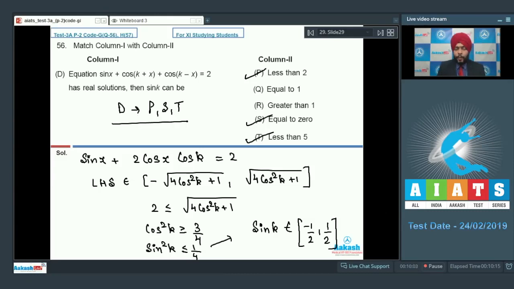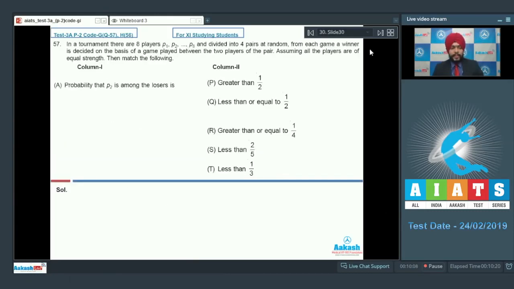Okay, let us move on to question number 57, which is based on probability. It says that in a tournament there are 8 players P1, P2, P3 up to P8 and they are divided into 4 pairs at random. From each game, a winner is decided on the basis of a game played between the 2 players of the pair. Assuming that the players are of equal strength, then match the following.